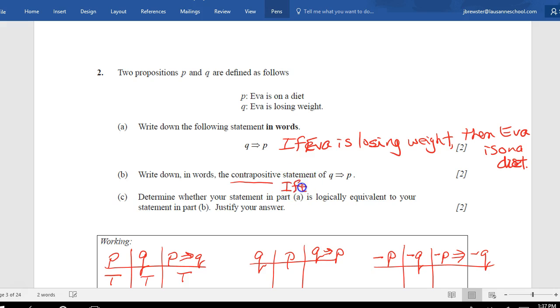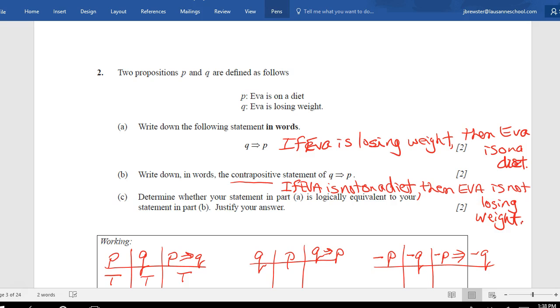If Eva is not on a diet, so we're writing the P first since it's a contrapositive, then Eva is not losing weight. So you switch both statements, you switch the order of the statement, and you switch them to not, the opposite. Contrapositive.